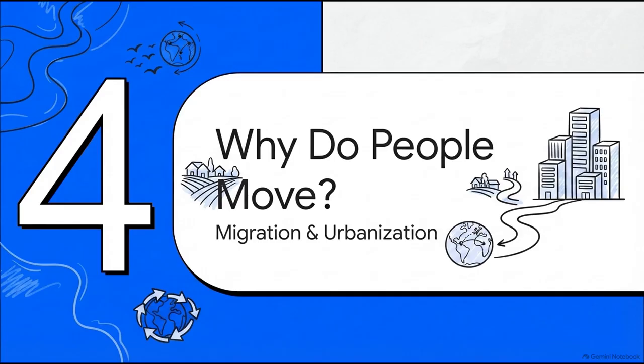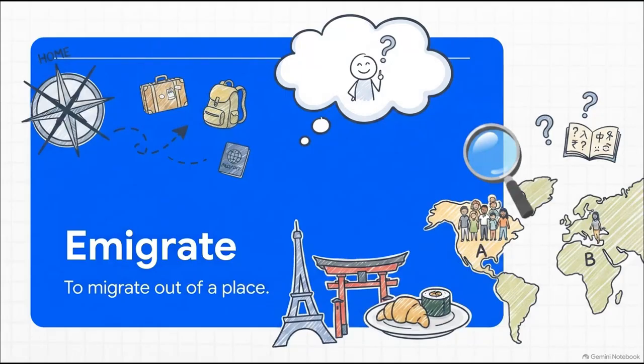Okay, let's head into Section 4. Why do people move? First up, we've got a new vocabulary word to learn, emigrate. Emigrate means to migrate out of a place. Basically, when people leave their home country to start a brand new life in another country, they emigrate. This is a huge decision. It can bring some massive changes to a person's life, like having to learn a completely new language or getting used to totally new customs.